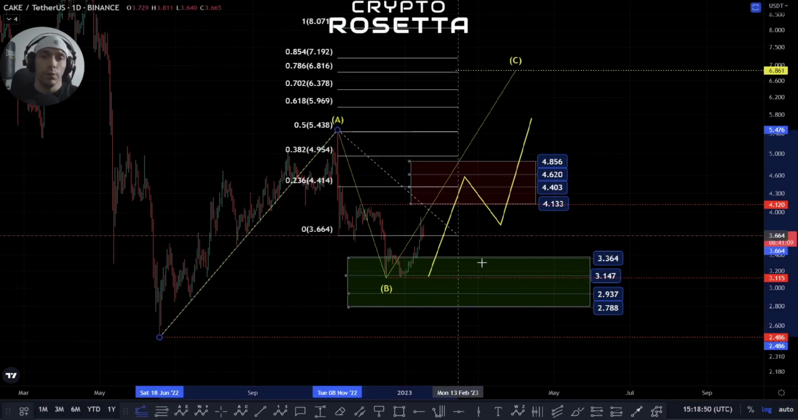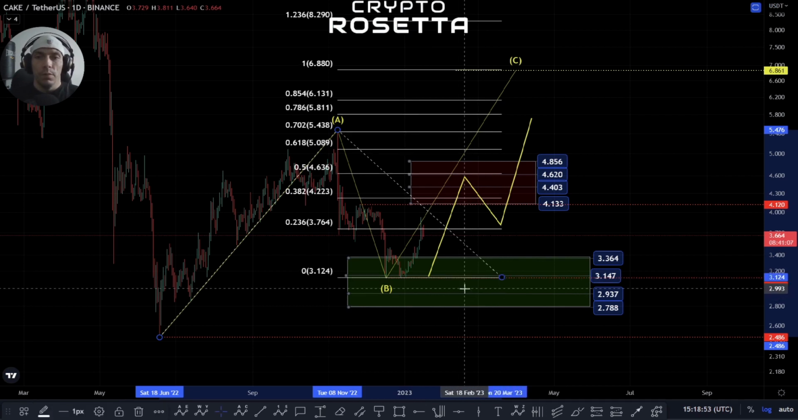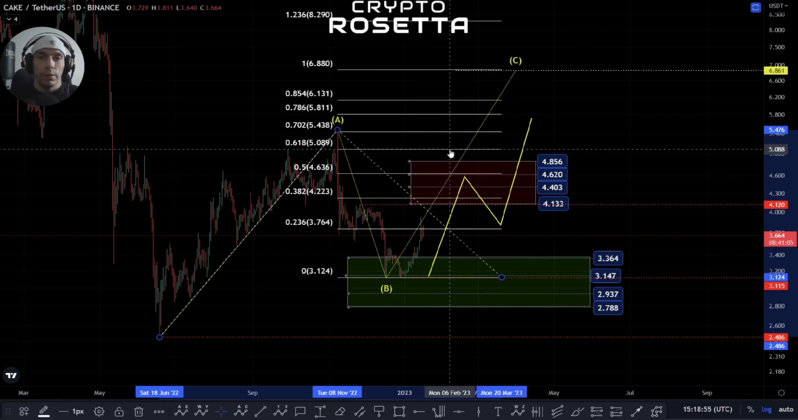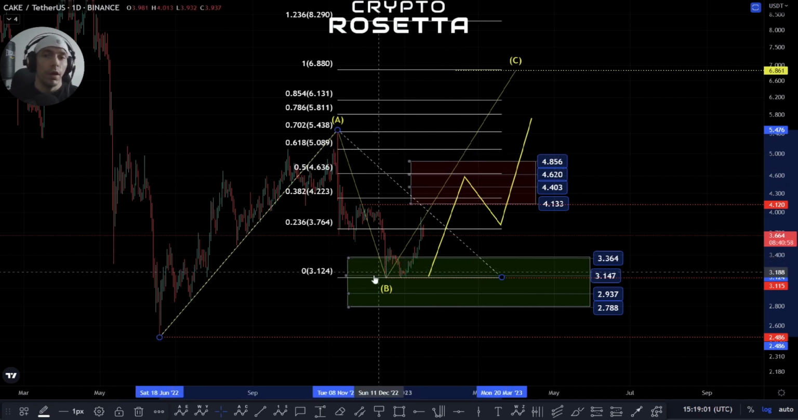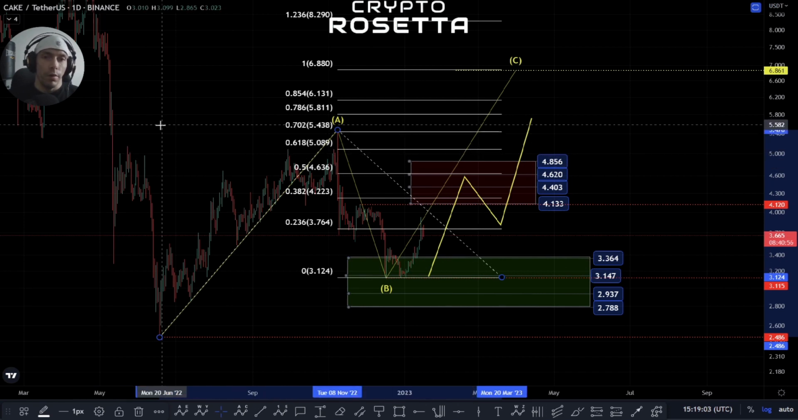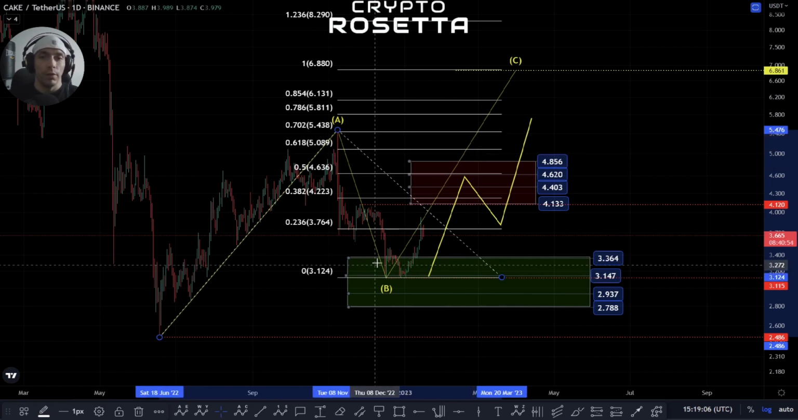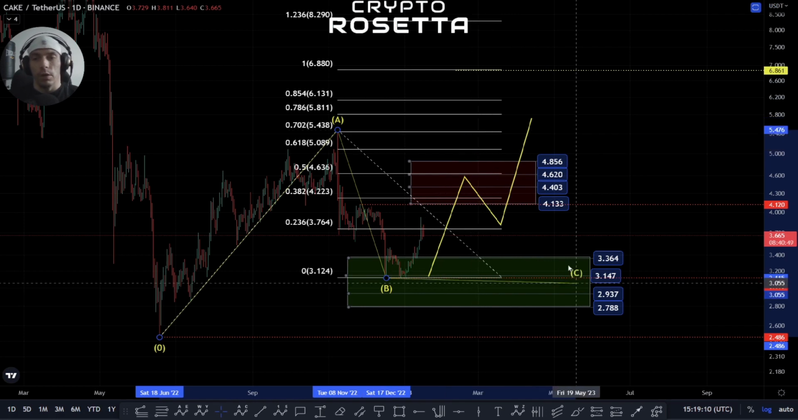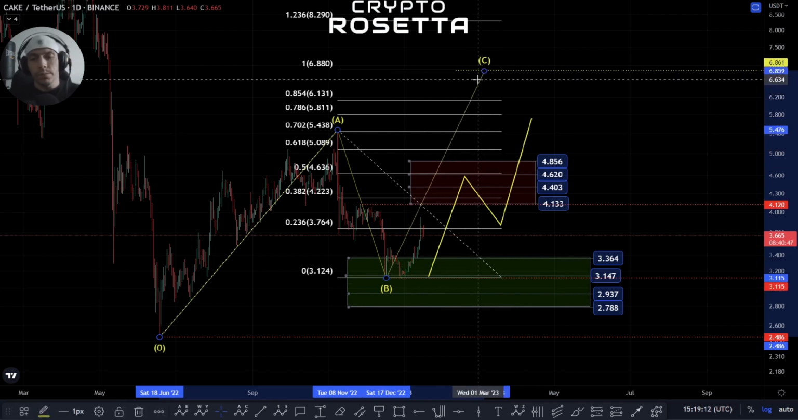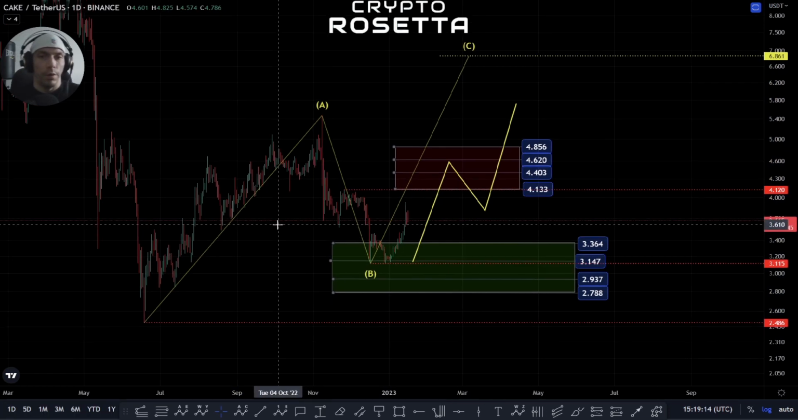Because for these C waves or these Y waves, the minimum sort of area we'd want to travel is this 0.618, and we can see that this 0.618 is actually right on these high points here. So if we do get a push up here, this is an area I'd be cautious with, because we could actually face rejection. This C wave could actually complete there, and then we could look to break down. So it's just something we need to be aware of within the structure.